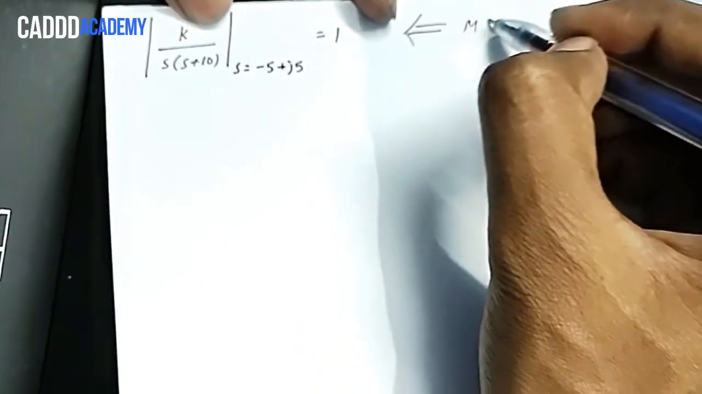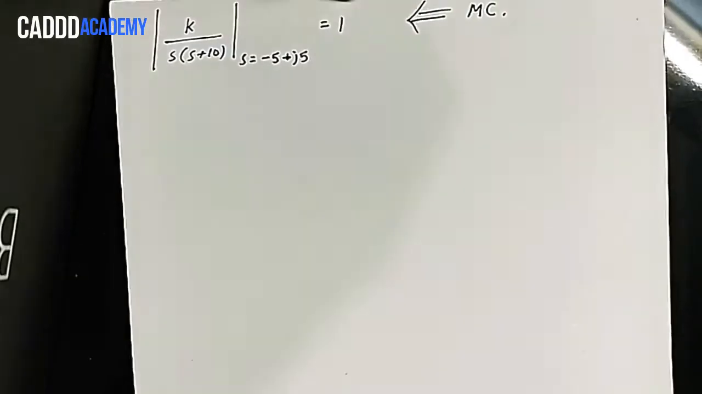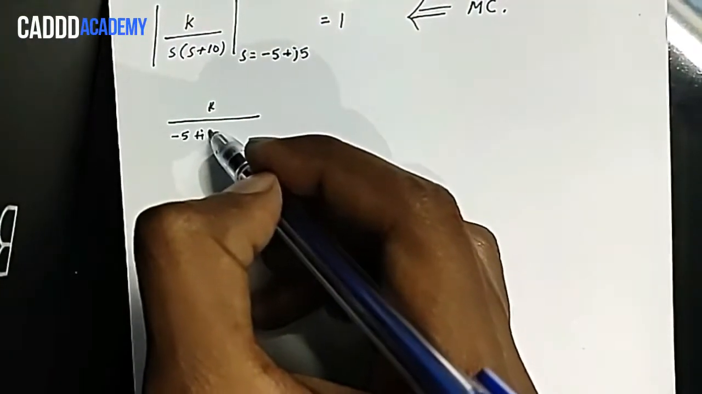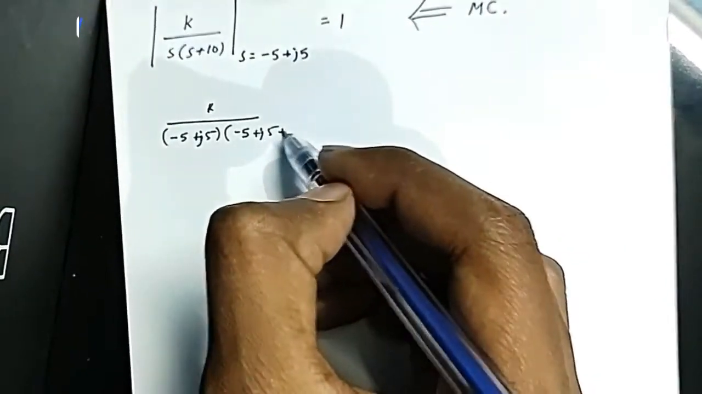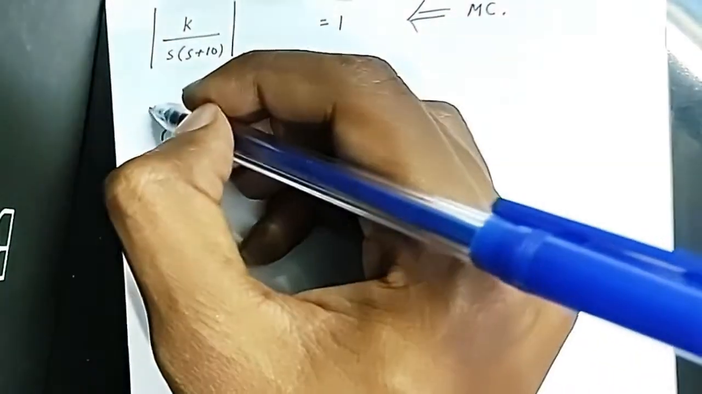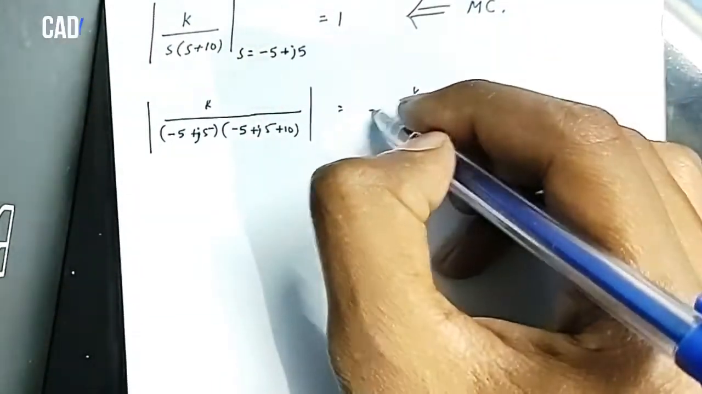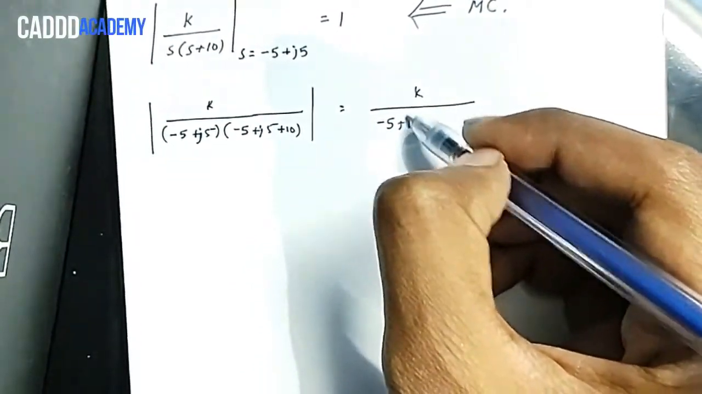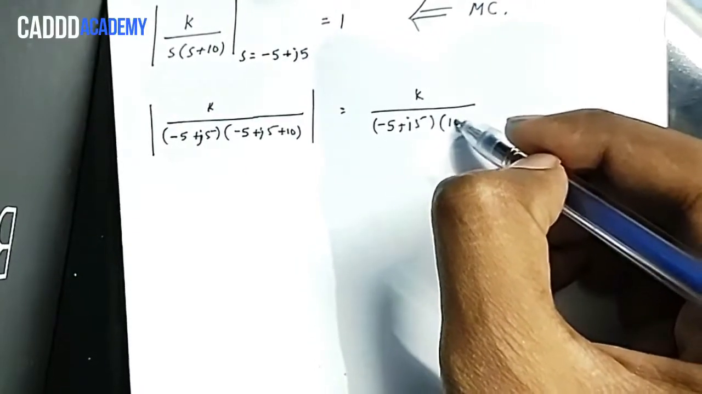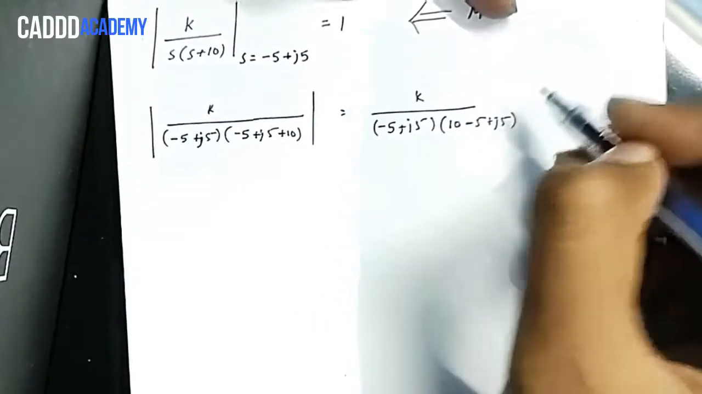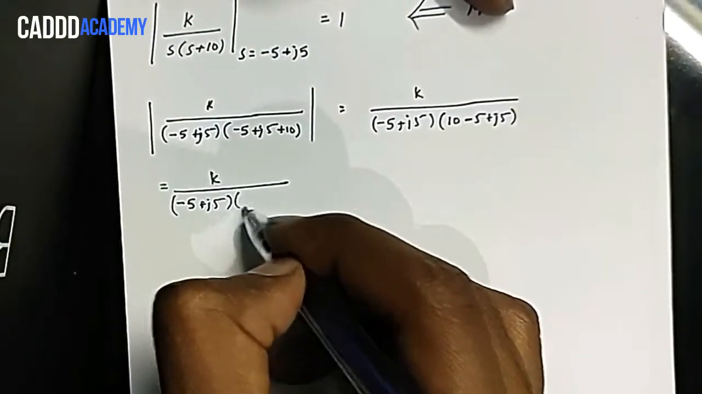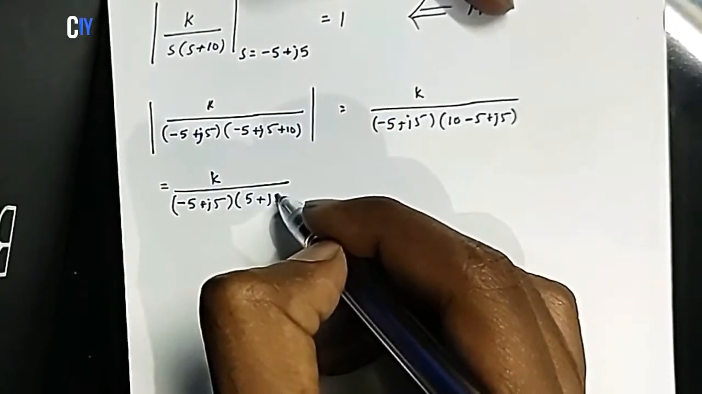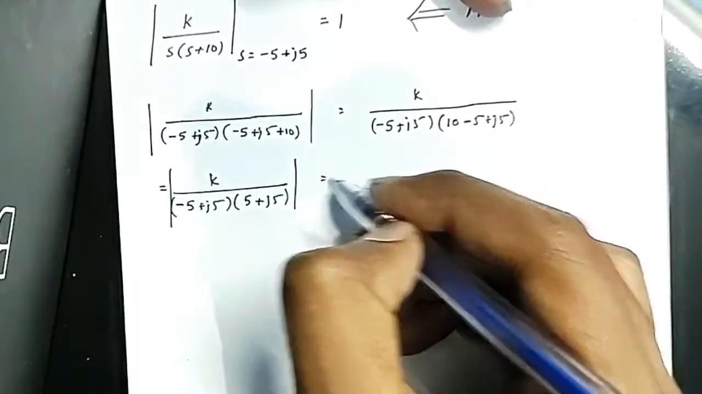What we are using here is the magnitude condition, not what you are thinking. Now put the s value here. What we will have here is -5 plus j5 plus 10, and we have to get the magnitude of this. So here we will have -5 plus j5 into 10 minus 5 plus j5. So this will be -5 plus j5, and here it will be 5 plus j5.